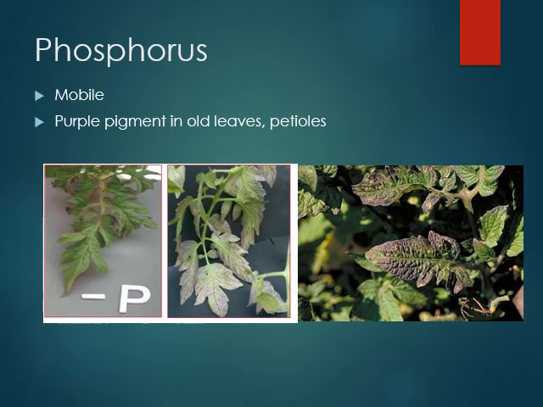The key with phosphorus is purpling, right? And it is older leaves, again, because it is mobile. So it starts in the petioles often, but sometimes it's in the leaves. In the case of tomatoes, we see it in the leaves sooner than we do in the petiole, as you can see in these photographs.